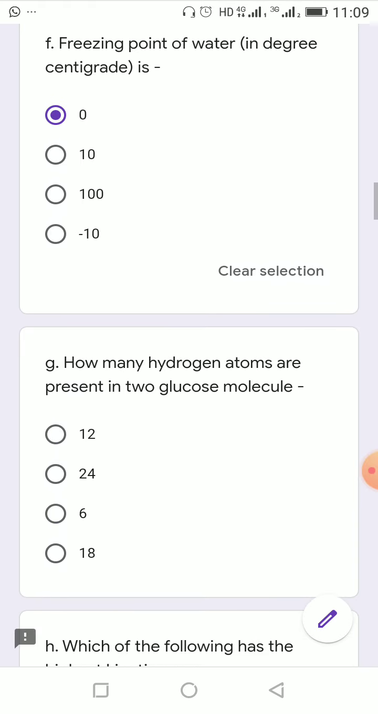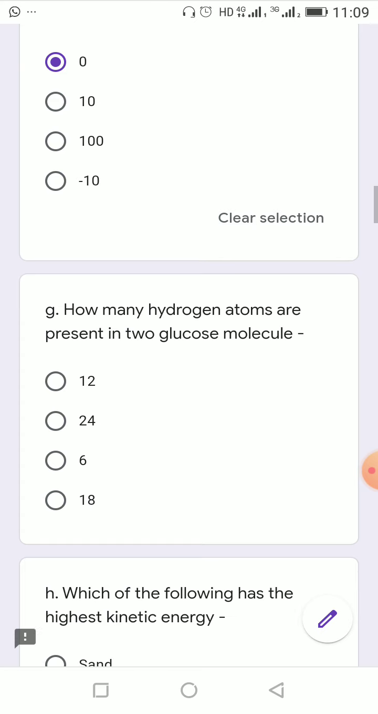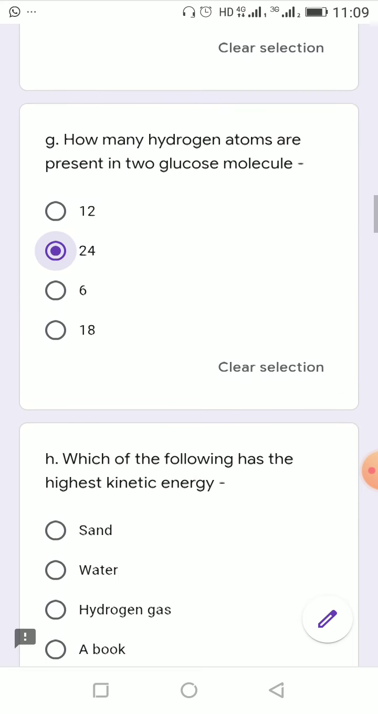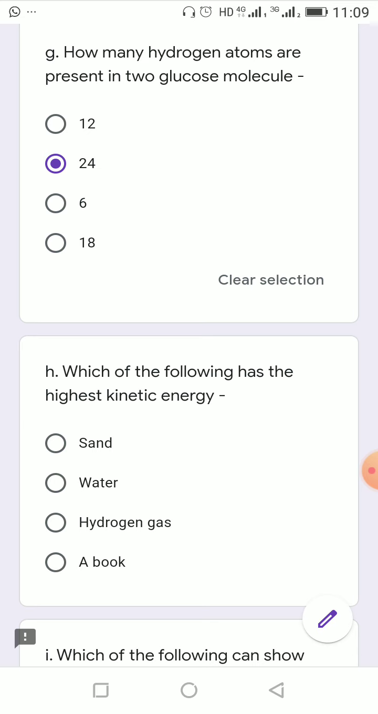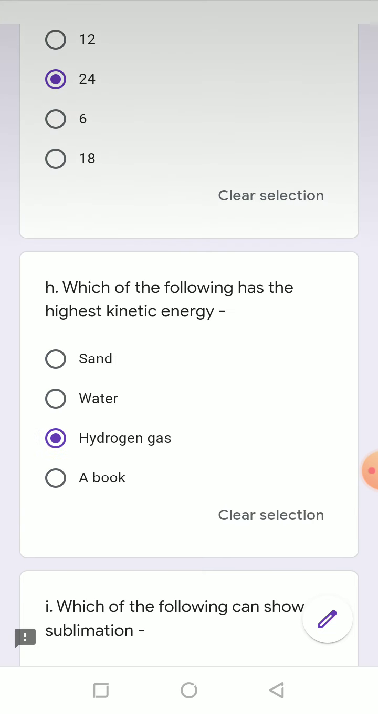How many hydrogen atoms are present in 2 glucose molecules? In 1 glucose molecule there will be C6H12O6. This is the formula of glucose. So 12 hydrogen atoms are present in 1 glucose molecule. So in 2 glucose molecules there will be 24. Next, which of the following has the highest kinetic energy? We know in gaseous substances kinetic energy is highest. So hydrogen gas will be the answer.